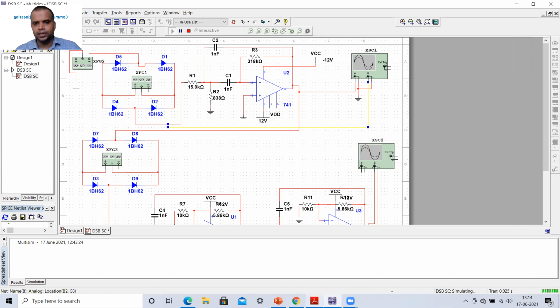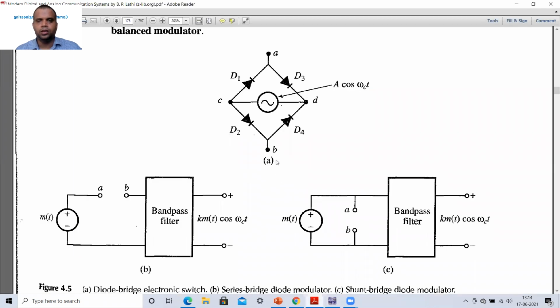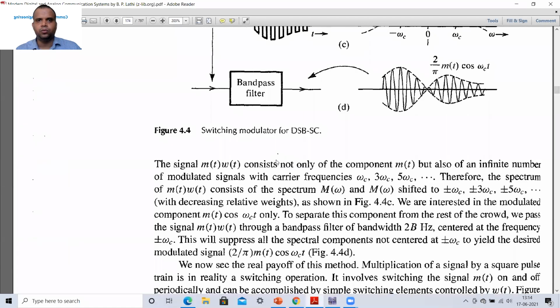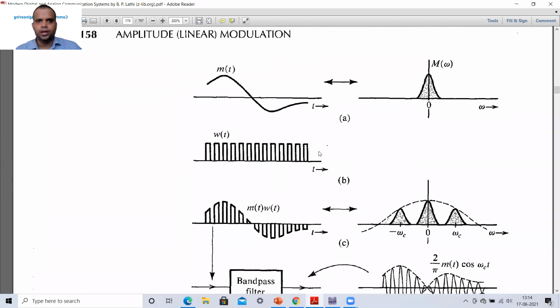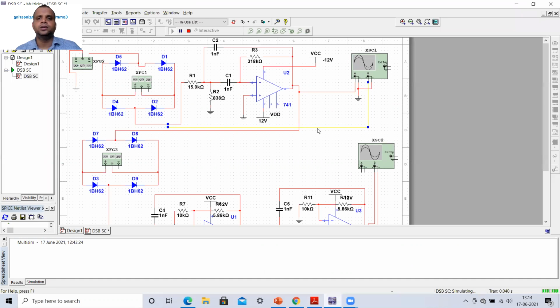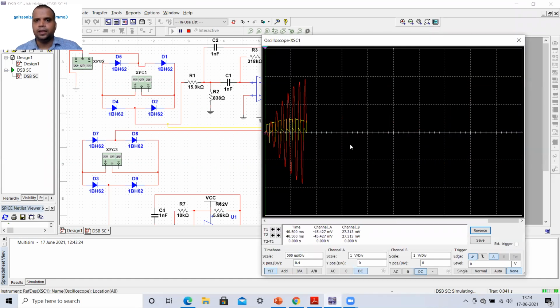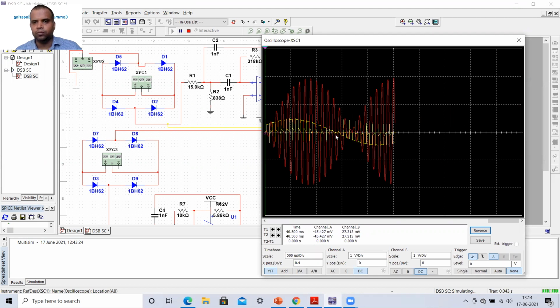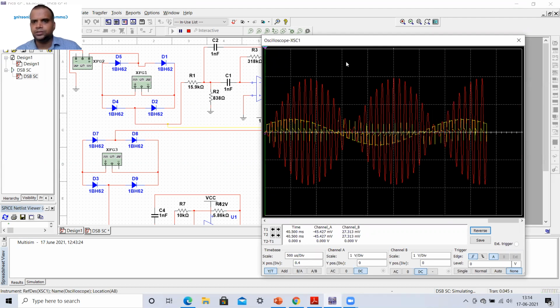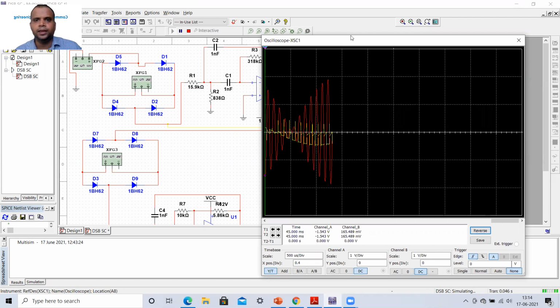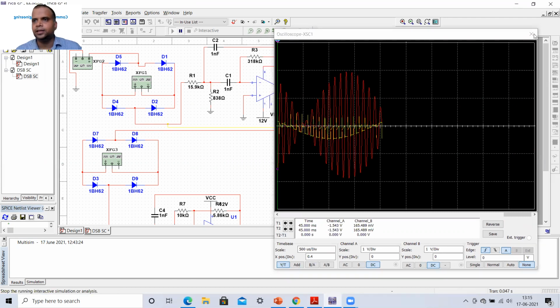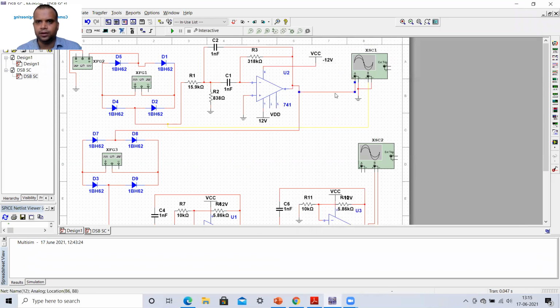As we have already seen in the book, after multiplying this message signal and this square wave carrier, we are supposed to get this type of output. Here in the output we can see only the yellow graph. Just to make it clearer, I'm disconnecting the red line.